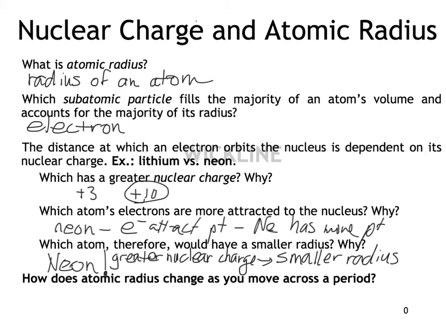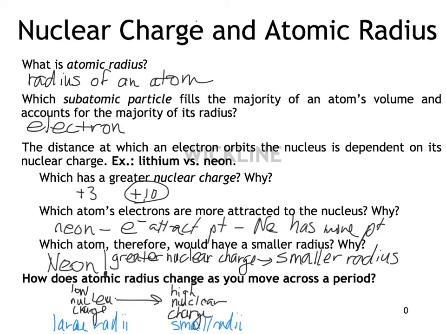So now we can answer a trend question. It says, how does atomic radius change as you move across a period? As you move across a period, you're moving from elements that are like lithium to elements that are like neon. In other words, as you move from left to right across a period, you'll start with elements that have a low nuclear charge, and you'll end with elements that have a high nuclear charge. Therefore, if you have a higher nuclear charge on the right, you'll also have a smaller radius on the right, and you'll have larger radii on the left. So in short, atomic radius decreases as you move from left to right across a period.